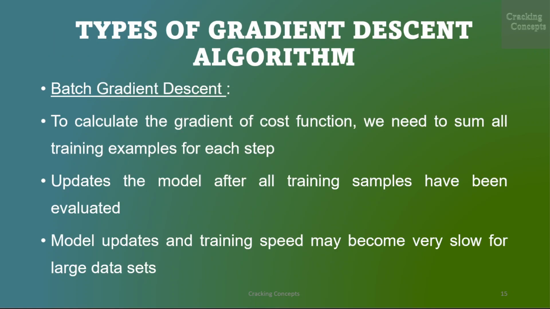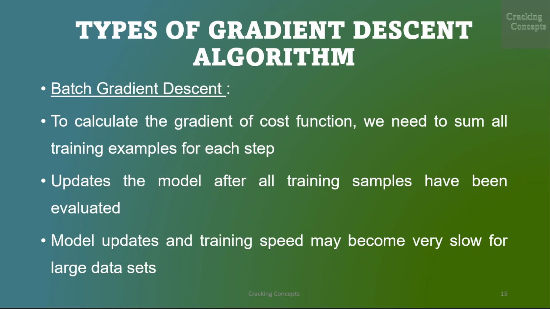Now we'll look into the different types of gradient descent algorithm. We'll start with batch gradient descent. In batch gradient descent, to calculate the gradient of the cost function, we need to sum up all the training examples for each step. That is, for example, if we have 5 million training samples, then the gradient descent algorithm should sum 5 million training examples for each epoch.